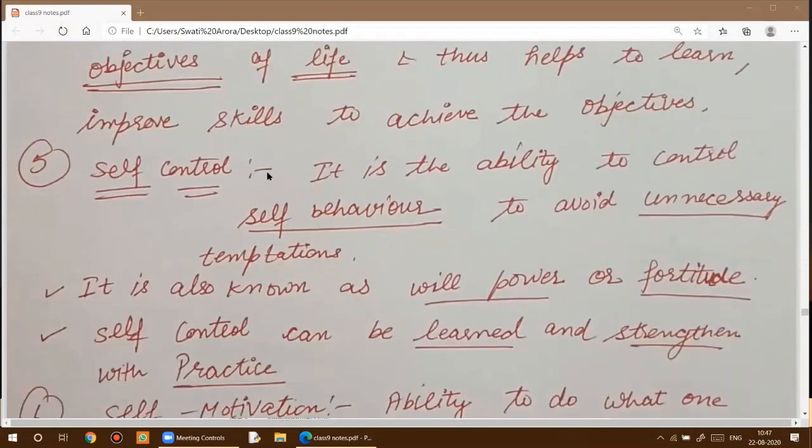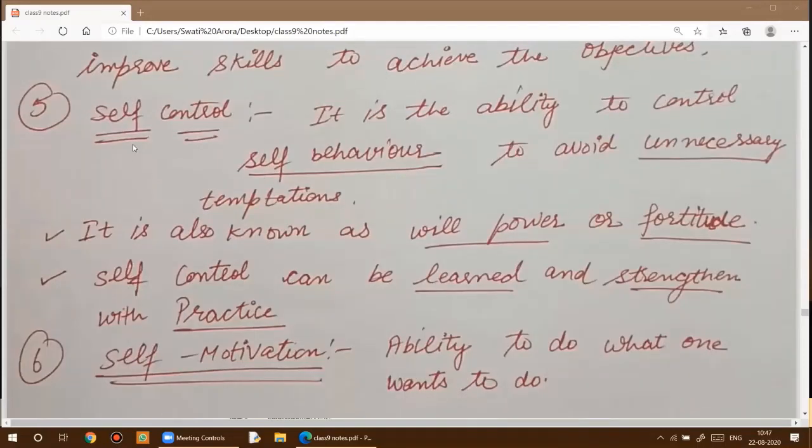Okay. If you are not responsible at home, if you are not responsible towards your school duty, then definitely fewer people will be there for your support. If you want support from others, then you must fulfill the responsibility that is attached to you.